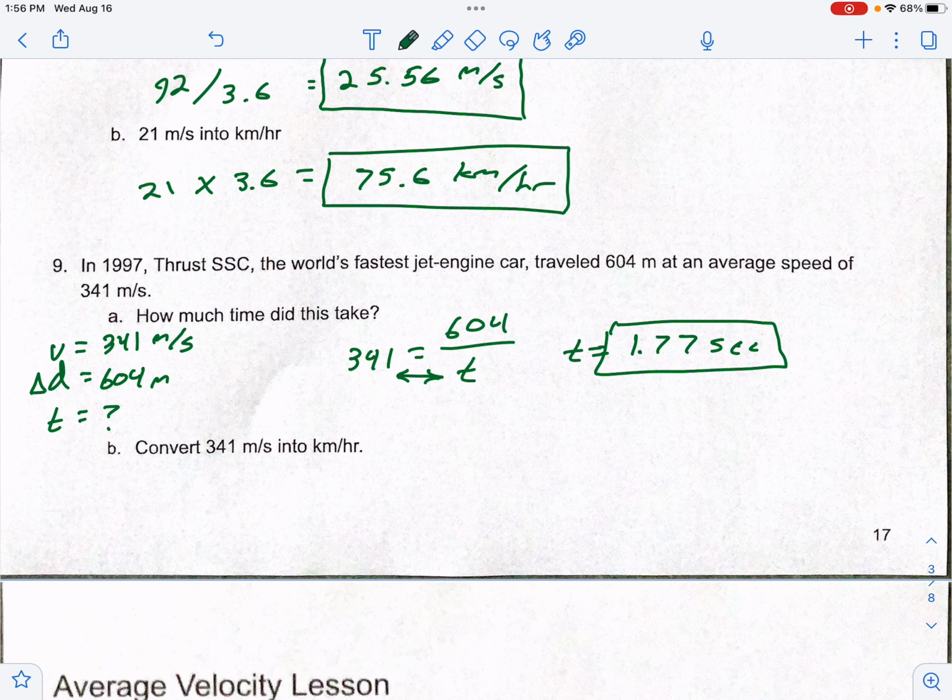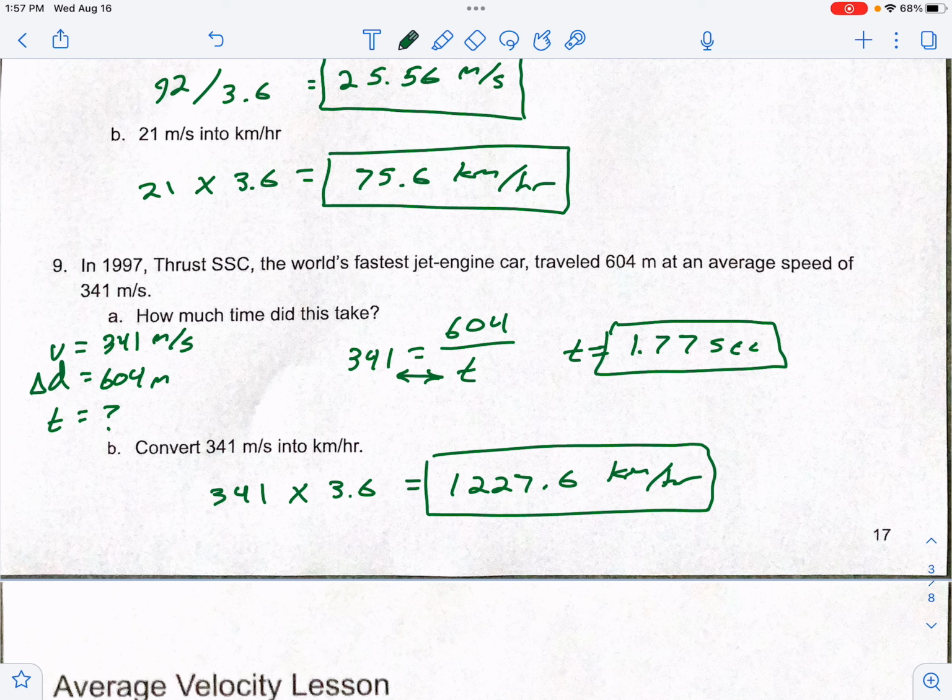B, then convert the 341 meters per second into kilometers per hour. I'm going to take that 341, and since I'm going to kilometers per hour, I'm going to multiply it by 3.6. And I get 1,227.6 kilometers per hour. And there's your answer, and that's the end of that video.